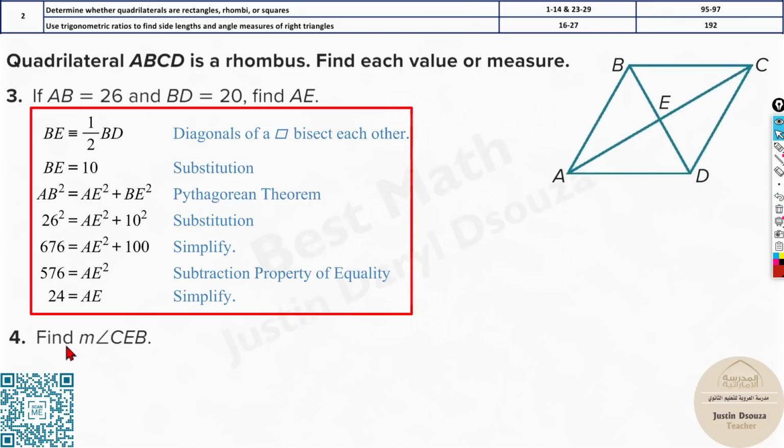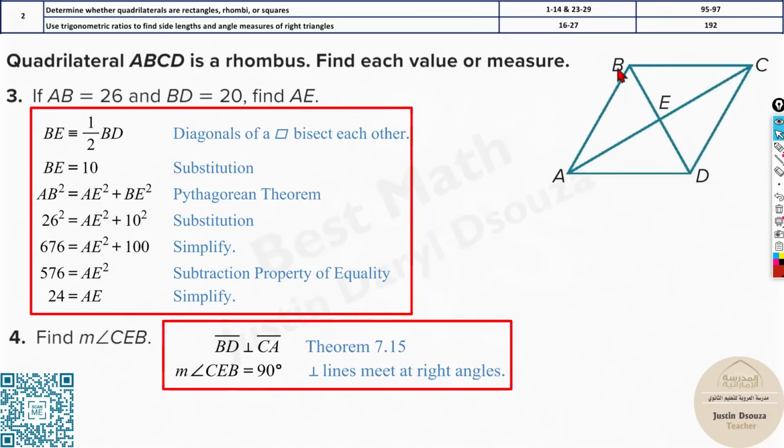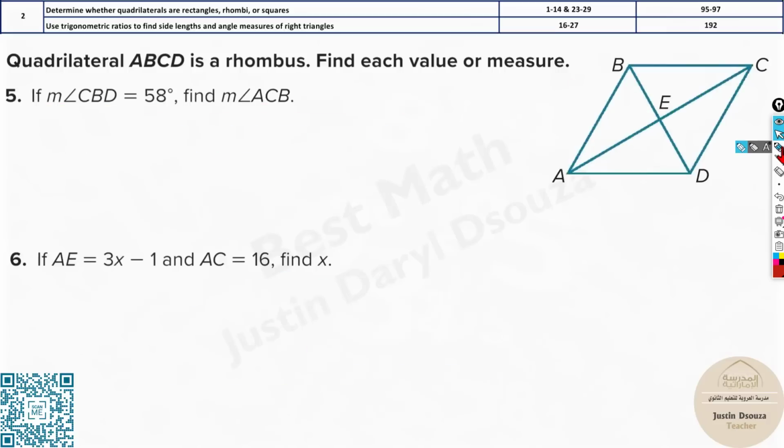And now let's look into the measure of CEB. Where is CEB? It's 90 degrees, right? All these diagonals bisect each other and cut it to 90 degrees. Now CBD, that is over here, CBD is 58 degrees. What is ACB? Where is ACB? This one is not known. ACB.